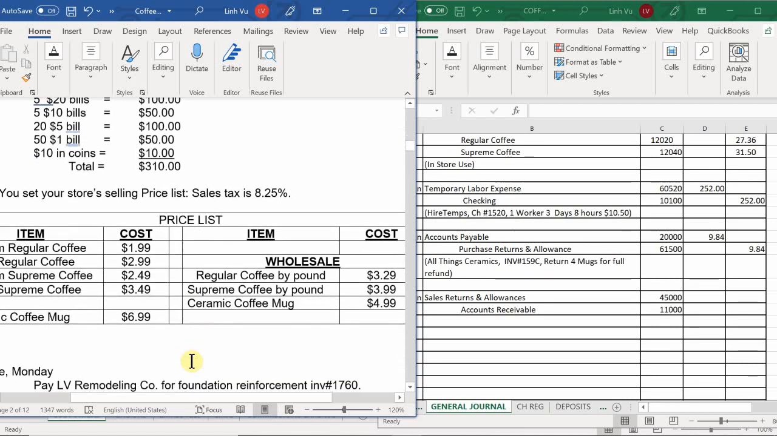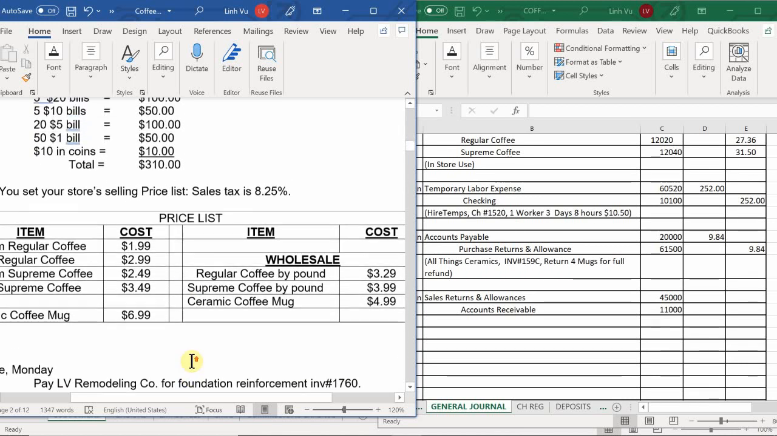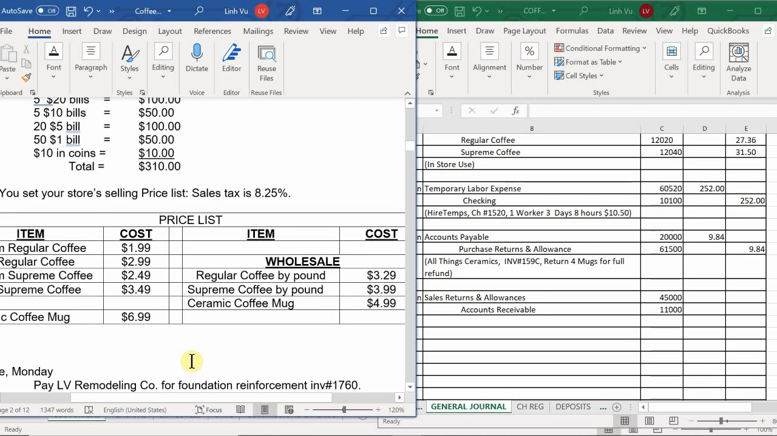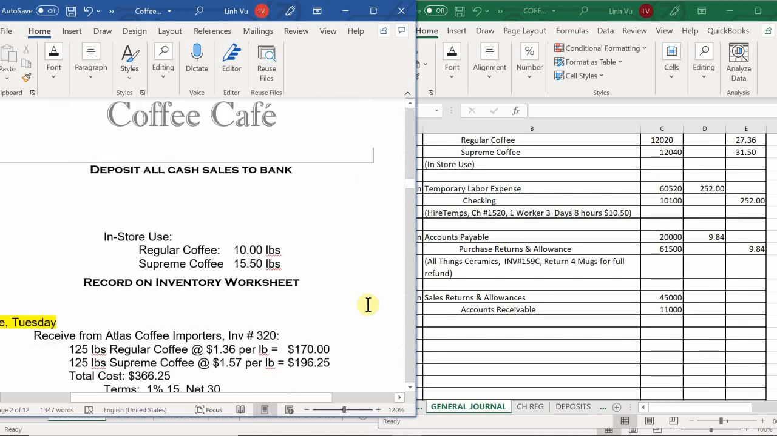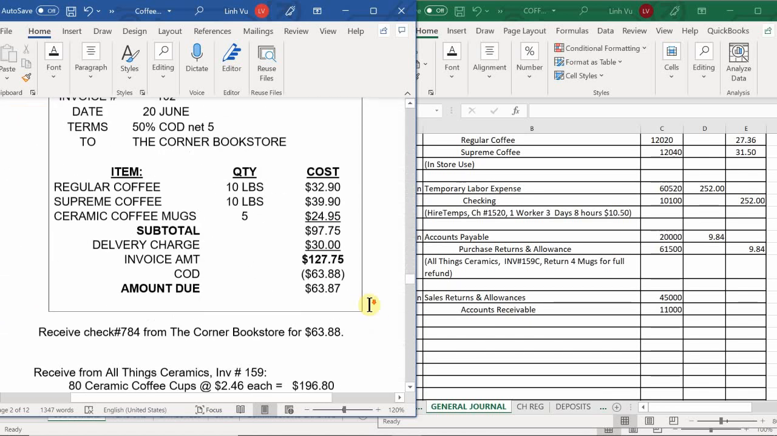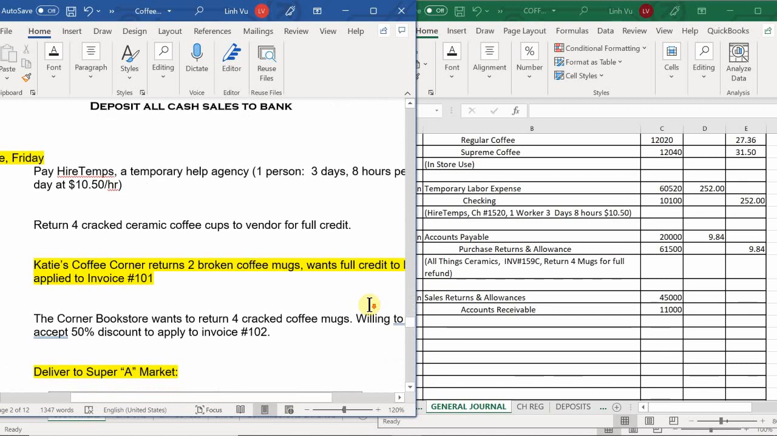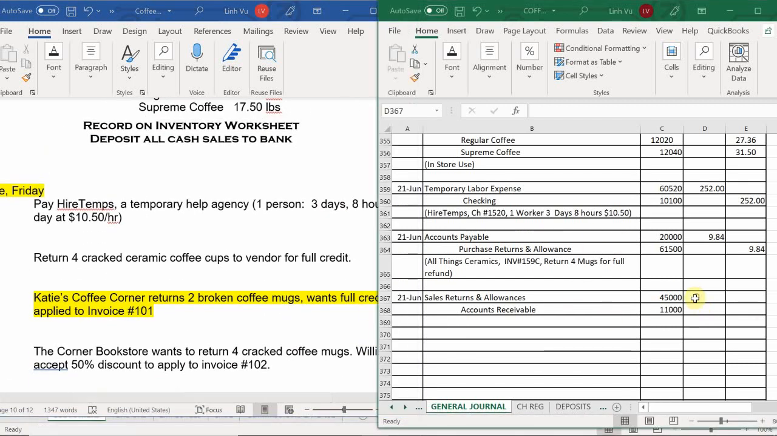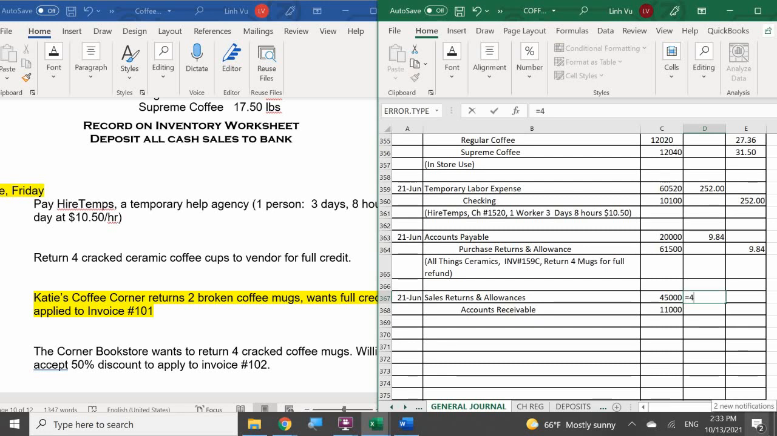Right here we have the actual pricing for each item we sell. Here, she's a wholesaler. We sell to her the coffee mugs for $4.99 each. In this case, she's returning 2, so $4.99 times 2 is $9.98. Okay.